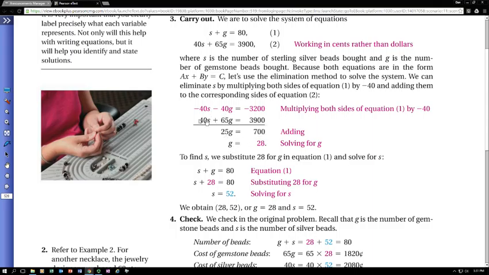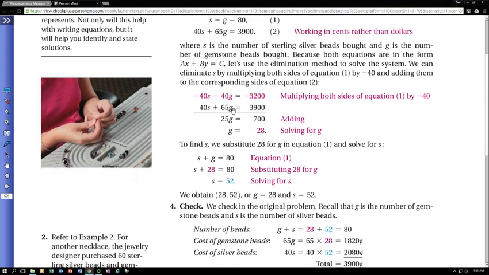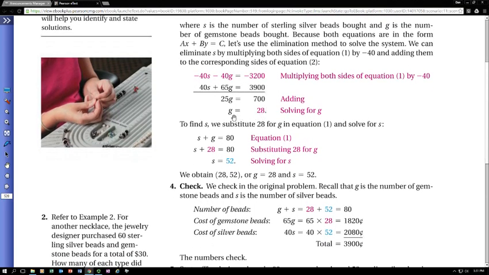So now when I add this to this side of this thing, and this to this side, I'm really using the addition principle, and I add those together. Hey, negative 40s plus 40s equals 0s, or 0. They don't even fill it in. You end up with 25g equals 700. So g equals 28. Okay?